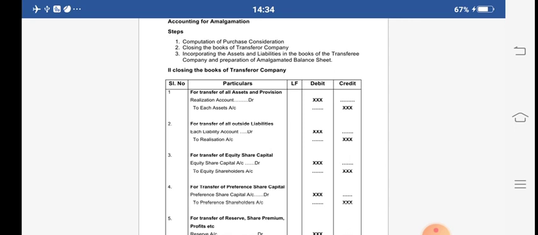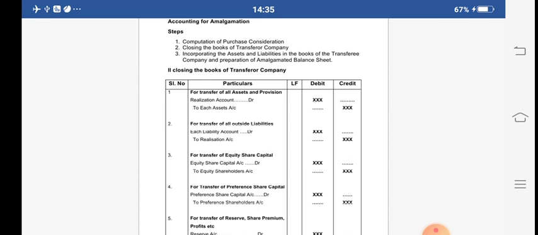Suppose the transferee company does not take over cash and bank balance, then at that time they should not be transferred. Next, entry number 2, for transfer of all outside liabilities. When all the liabilities are transferred from the transferor company to the transferee company, the entry is: each liability account debit, to realization account credit.